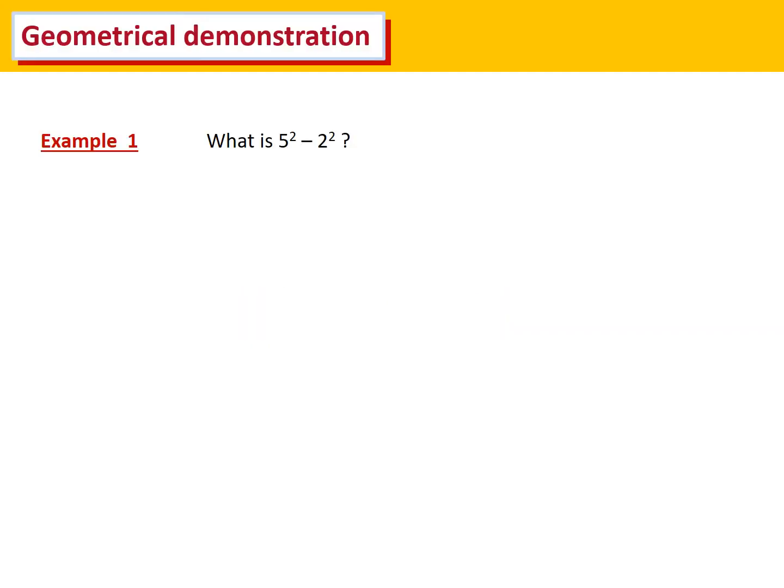5 squared subtract 2 squared is an expression of the form the difference of two squares, because we've got a subtraction sign, meaning the difference of, and what are we subtracting? Two things which are being squared, 5 squared and 2 squared.